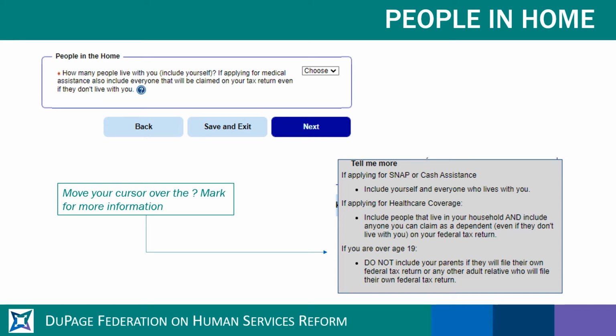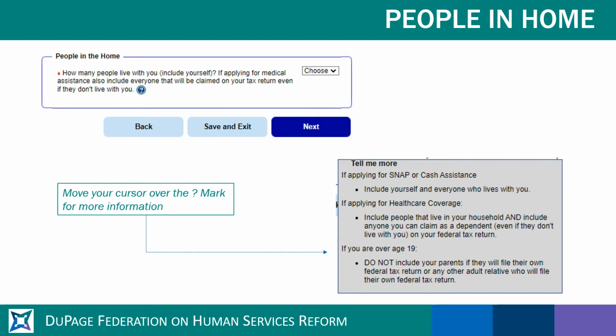One of the first sections of the ABE application is to include information about the people who live in the home. And sometimes this can be confusing in terms of how many people you are supposed to list on the application. Whenever you have a question about anything on the application, if you see this question mark icon here in the box that says people in the home, if you click on that, or move your cursor over that question mark, you will get more information about what the state is really asking.